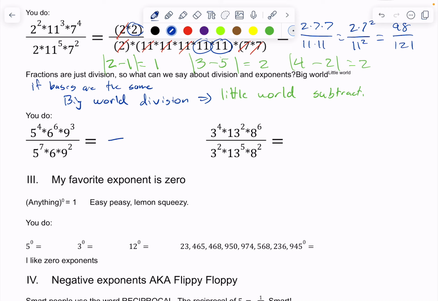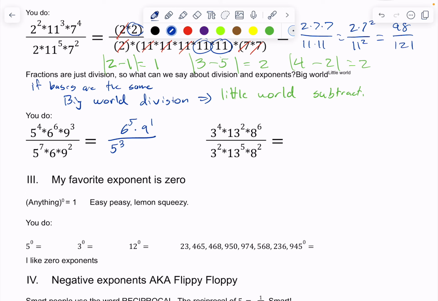Here we go. So I have more 5s on the bottom because it's 5 to the 7th versus 5 to the 4th on the top. So I know that the 5 is going to be on the bottom. There's going to be 3 of them left. 6 is more on the top, so 6 to the 6th power. So 6 minus 1 is 5 on the top. There's more 9, so it's going to be 9. 3 minus 2 is 1.